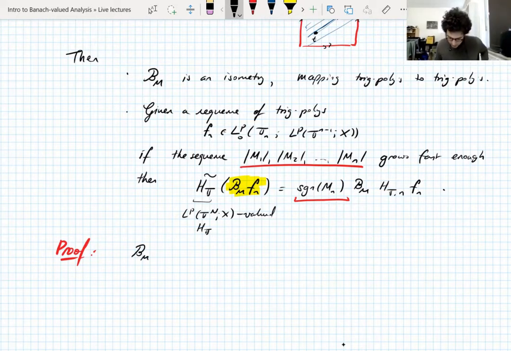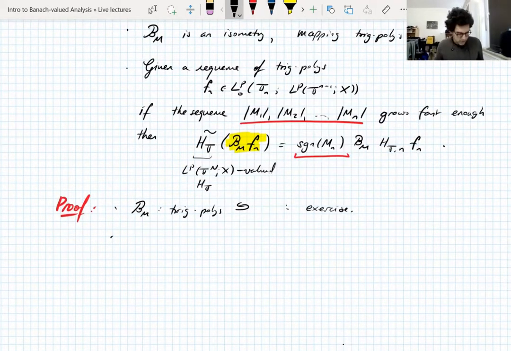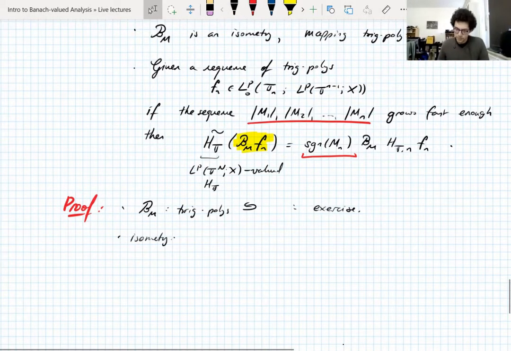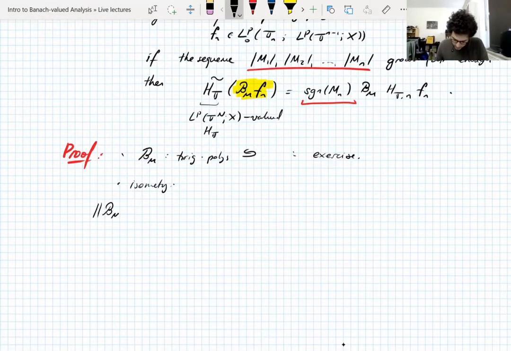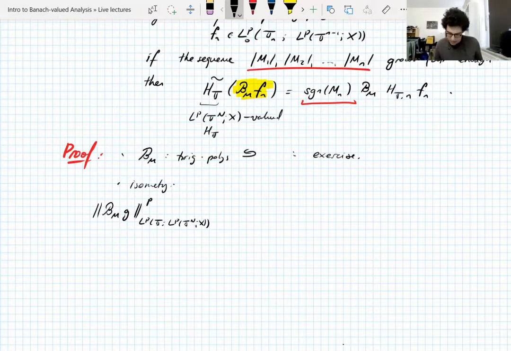So the fact that this map sends trigonometric polynomials to trigonometric polynomials, that's an exercise. It's not so interesting, so I call it an exercise. So you have to do it rather than me. The fact that it's an isometry is actually a straightforward calculation. So you take the Bourgain map, apply it to some function g, measure its norm in the target space, take the pth power just to make the integrals a bit cleaner. It's an integral over t, the torus, an integral over the capital N torus of this function with the variables changed.